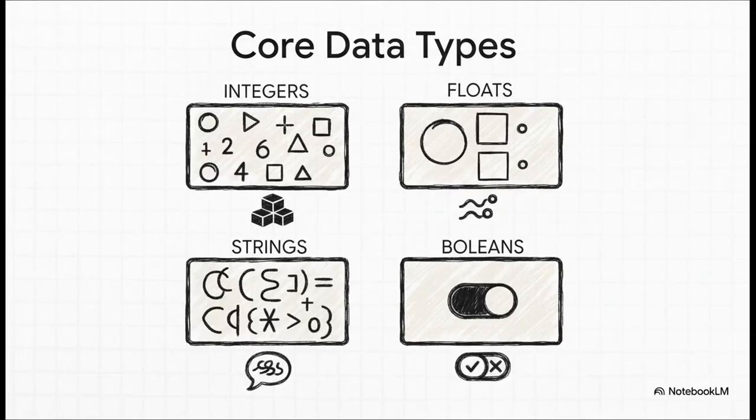So what kind of stuff can we actually put in our variable boxes? Let's look at the 4 fundamental types. First, we have integers. These are just whole numbers, for counting things. Then you've got floats, which are numbers with a decimal point, perfect for something like a price. Strings are simply text, like a name or a message, and they're always wrapped in quotes. And finally, booleans, which are the simplest of all. They're basically the on-off switches for our code, representing just true or false.